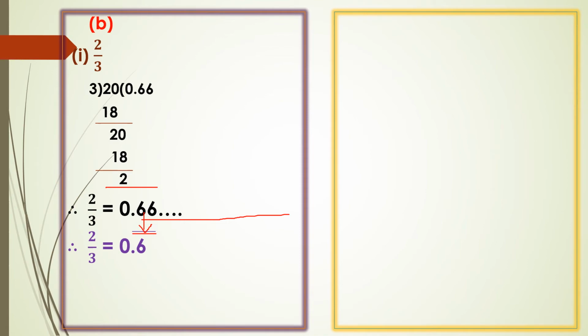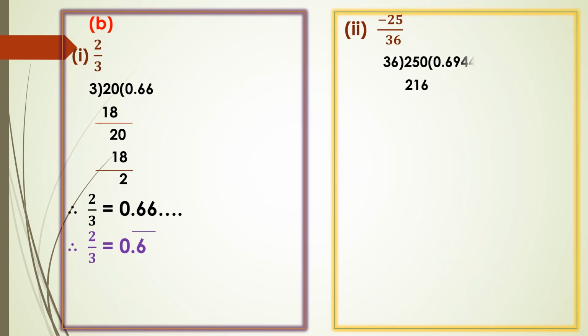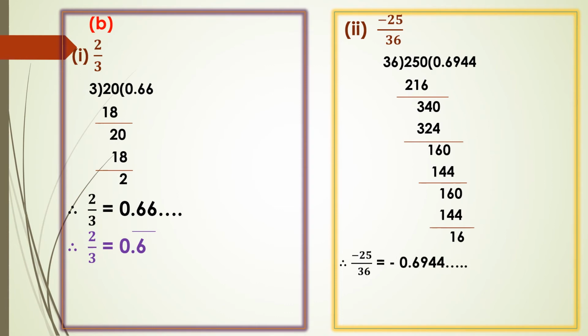Clear? So your next question will be like this, minus 25 by 36. Don't get confused when the numerator is given a minus symbol. Simple, just do the division, and whatever answer you got, you put the minus symbol for that answer. Okay, so your division will be like this. Here also your remainder is not 0, it is 16. Again here also 16, 16.